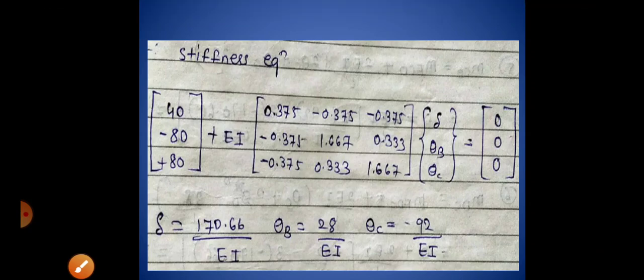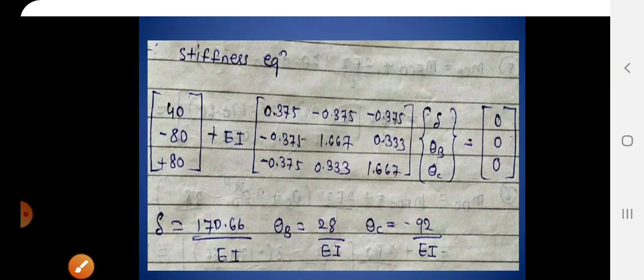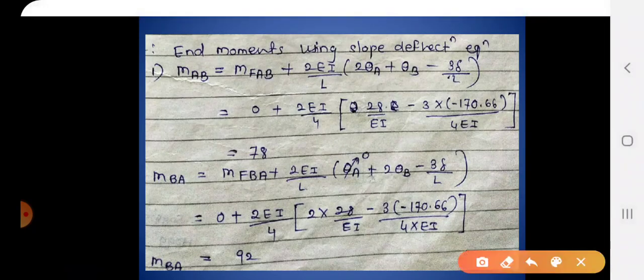Okay, now go to step 4, stiffness equation. P plus S delta is equal to the null matrix, that is PD, and find out the value of delta. Yes, it is minus 170. Okay, please read this as minus 170. Then theta B, theta C. Okay, then again end moments, final moments using the slope deflection equation.